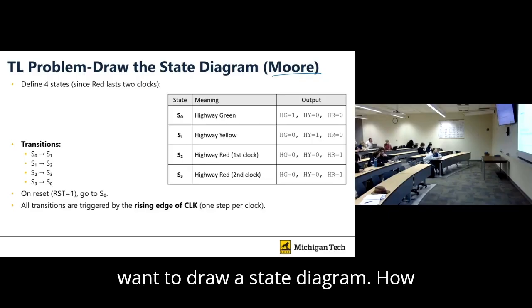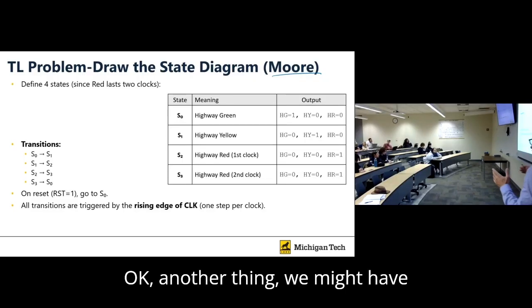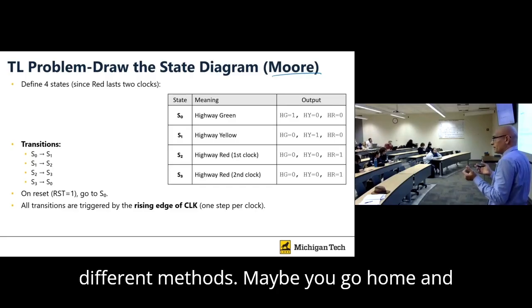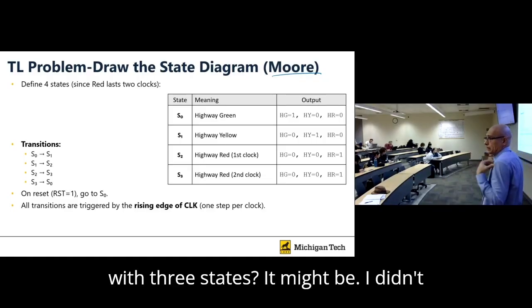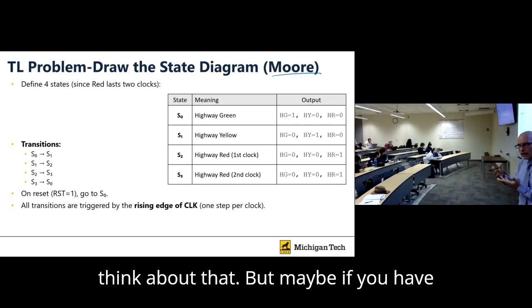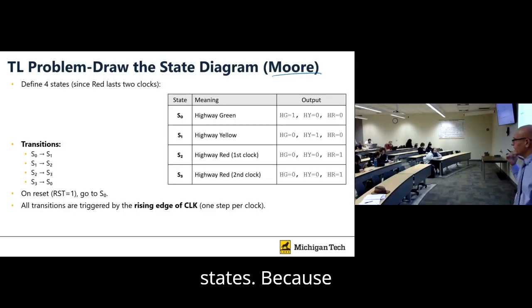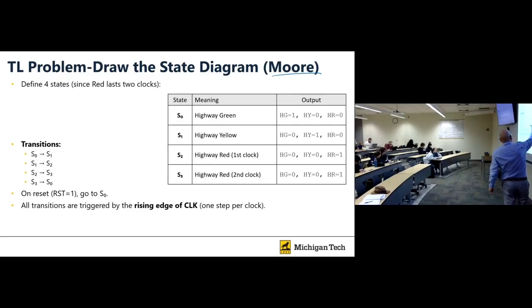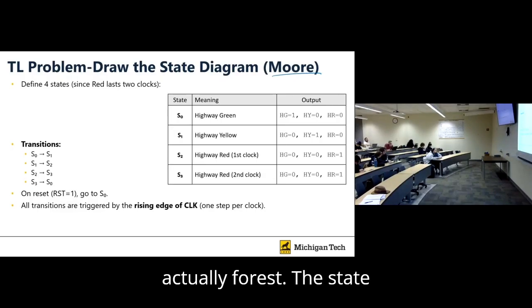We want to draw a state diagram. How many states do we have? We might have different methods. Maybe you go home and say, what about I design this with three states? I didn't think about that, but if you have an idea, go home and try to see if you can do it with 2 or 3 states. But to make it simple, I just made it 4 states, because of this red that stays 2 clocks.